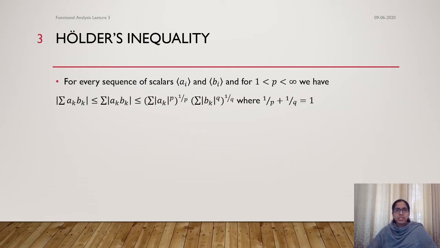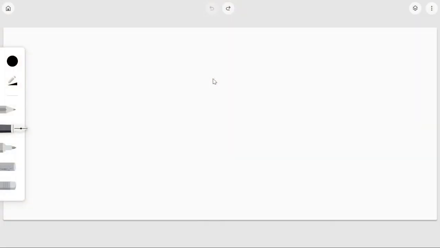What does Holder's inequality state? Holder's inequality states that for every pair of sequences of scalars, sequence ai and sequence bi, and for 1 less than p less than infinity, we have modulus of summation ak bk is less than or equal to summation mod ak bk, which is further less than or equal to (summation mod ak whole raised to p) whole raised to 1 by p into (summation mod bk whole raised to q) whole raised to 1 by q, where 1 by p plus 1 by q equals 1. So let us try to prove this theorem.